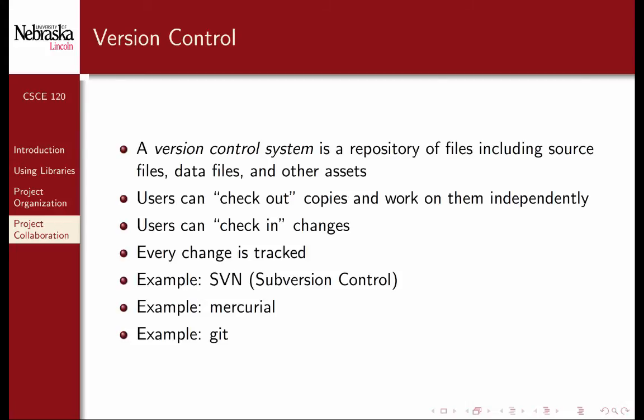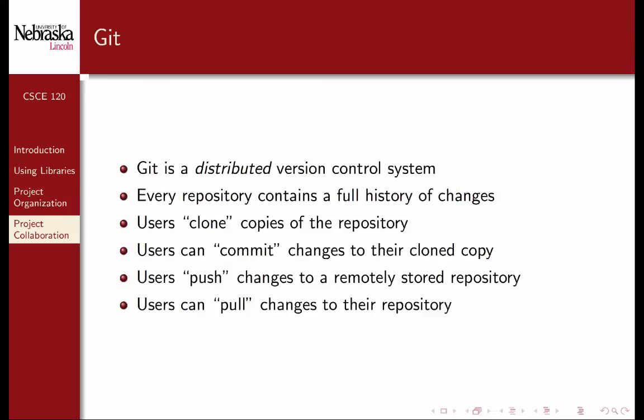Other examples such as Mercurial and Git are decentralized version control systems, where each repository copy has a full version history. Typically, users clone copies of the repository. Then they can commit changes to their cloned copy. Users can either push changes to a remotely stored repository, or they can pull changes to their repository.